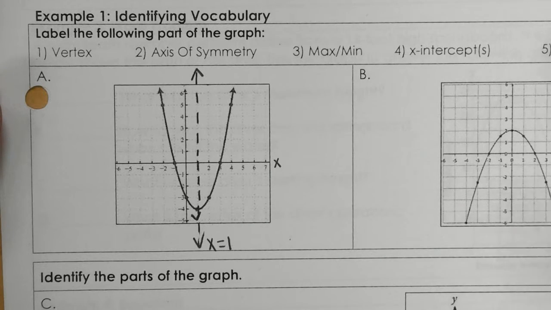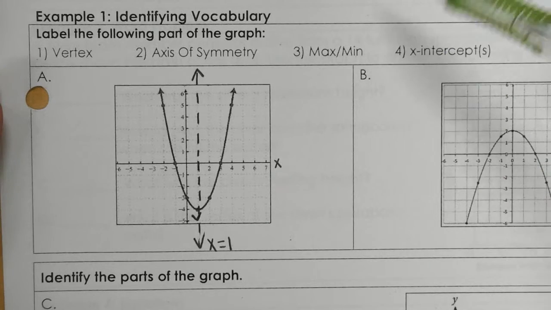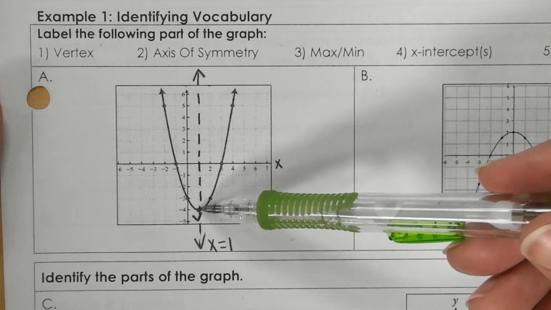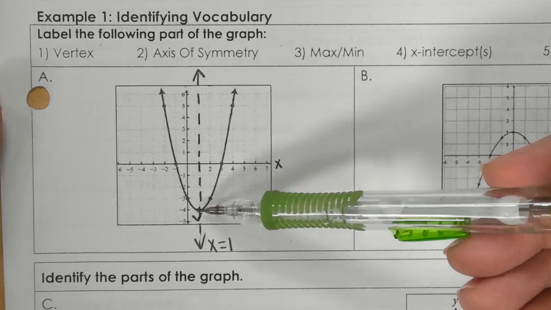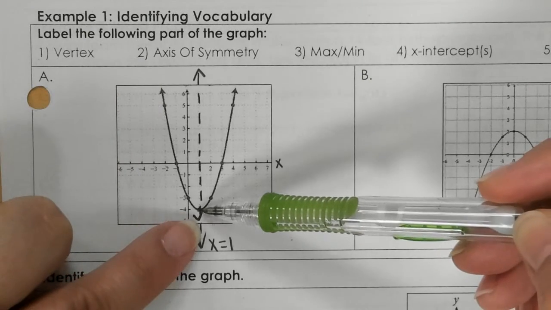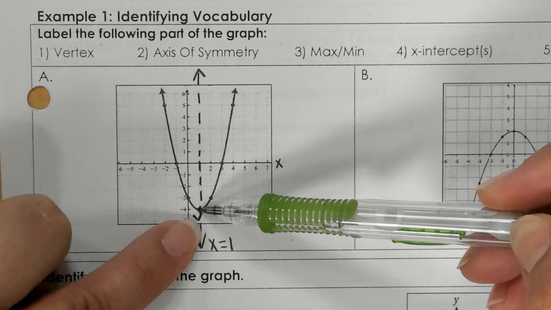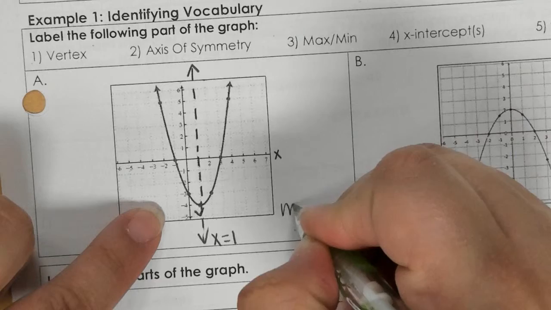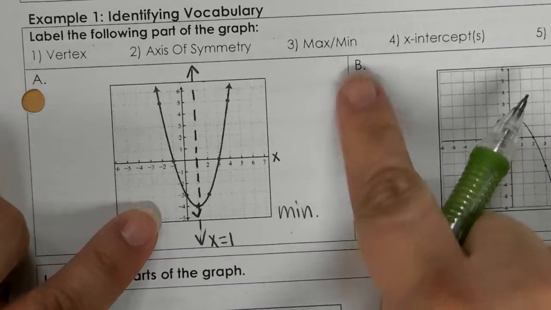Okay. For the max and min, to be a maximum or a minimum, you're looking at the vertex. So this point is the lowest point this graph's going to go. We see the graph's going to continue to go up forever. So this bottom point right here is the vertex. And because that's the lowest point, this is a minimum. Okay, we're going to use min for minimum.